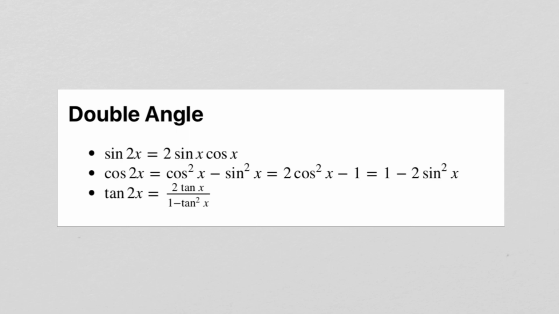Double angle identities. Sine 2x equals 2 sine cosine. Cosine 2x equals cosine squared minus sine squared. It also equals 2 cosine squared x minus 1 and 1 minus 2 sine squared. Tangent 2x equals 2 tan divided by 1 minus tan squared.